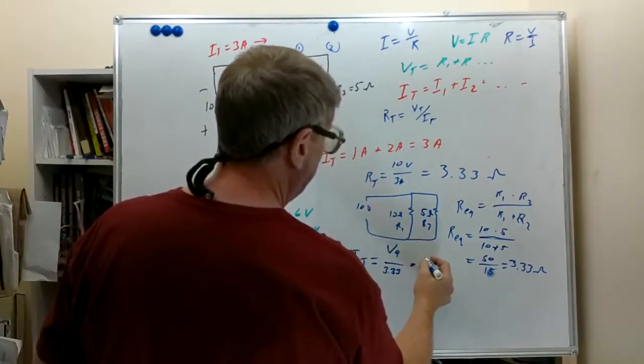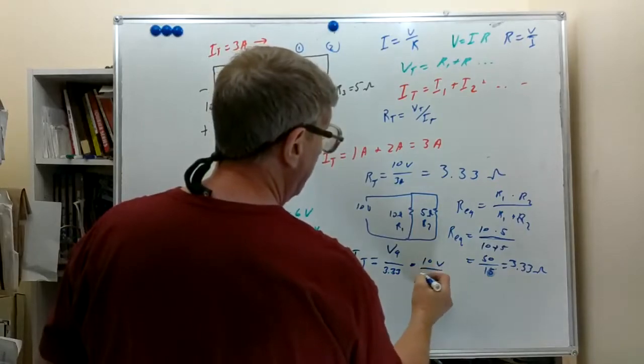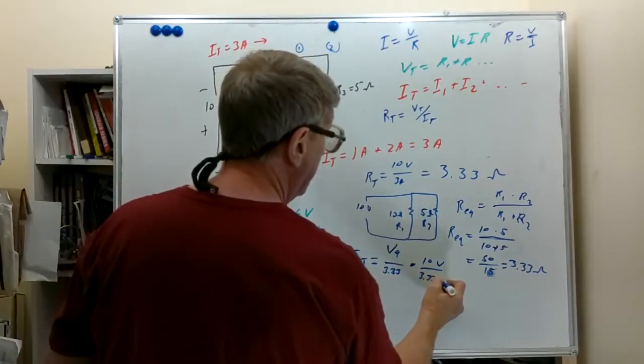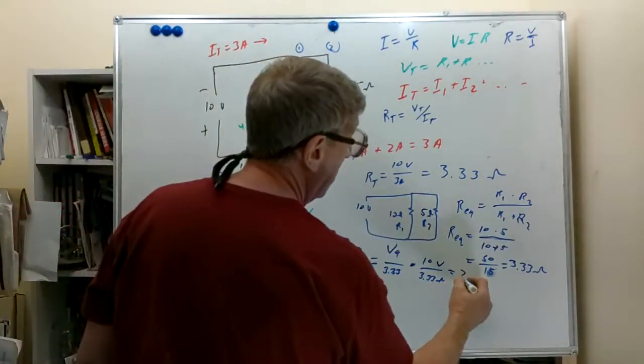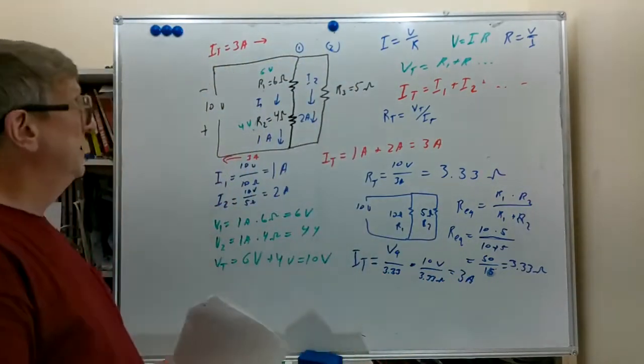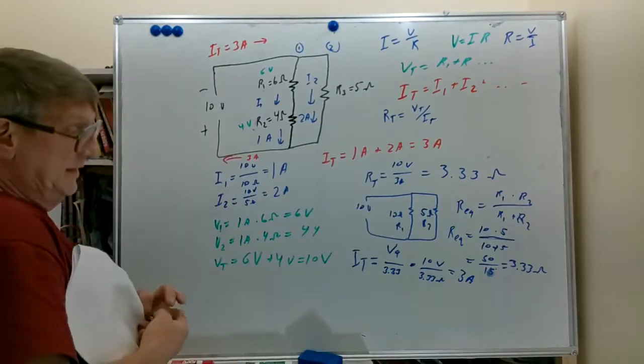So that's 10 volts divided by 3.33 ohms, and 10 divided by 3.33 is 3 amps. So we kind of went full circle here, and everything is in agreement.